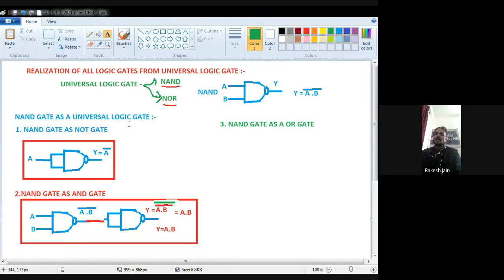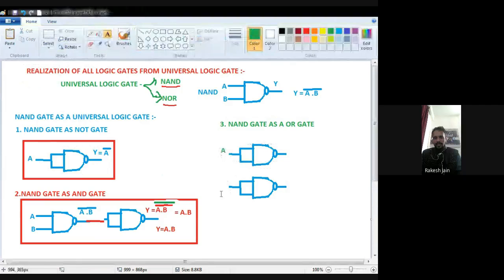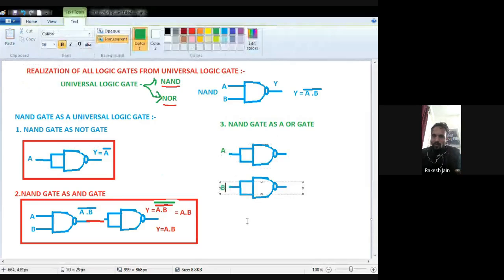Now, how can we convert a NAND gate into an OR gate? For that, see very carefully. First of all, we take two NAND gates as NOT gates. Two NAND gates as NOT gates. Now let the input of the first NAND gate be A, and the input of the second NAND gate be B, because only one input we can provide, because both the inputs of each NAND gate are connected with each other.